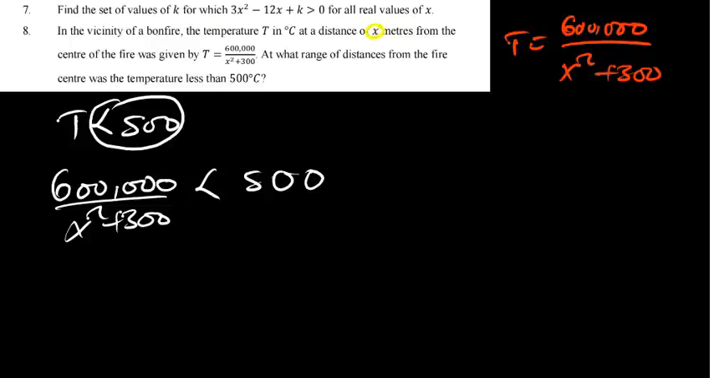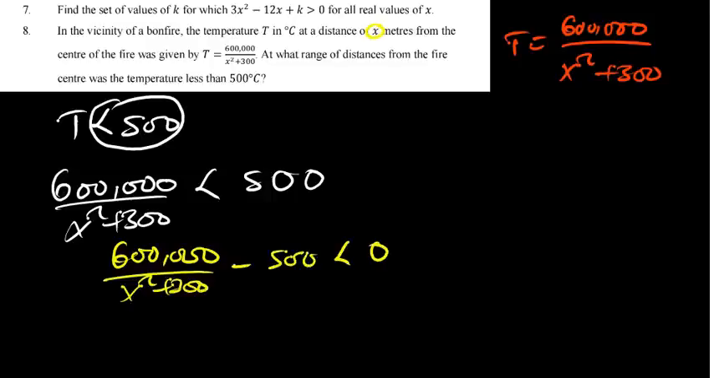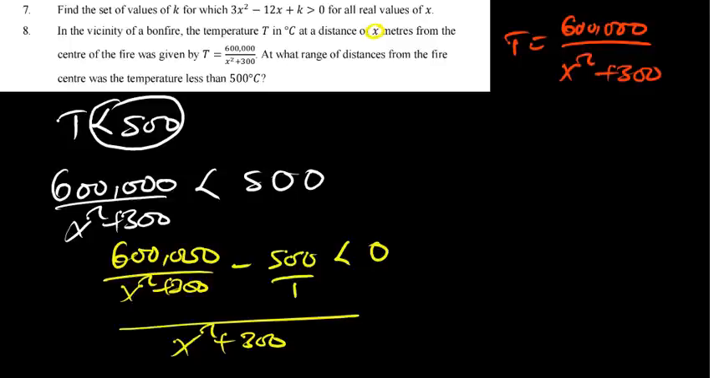Now at this point, last time I said I can shift this guy to the left hand side so that I remain with zero. So it's going to be 600,000 divided by x squared plus 300 minus 500 less than zero. I can now divide this part with 1 so that I find the common denominator, which is going to be x squared plus 300. Then x squared plus 300 divided by x squared plus 300 is going to give us 1. So 1 times 600,000 is 600,000, minus 500 times x squared plus 300. This has to be less than zero.